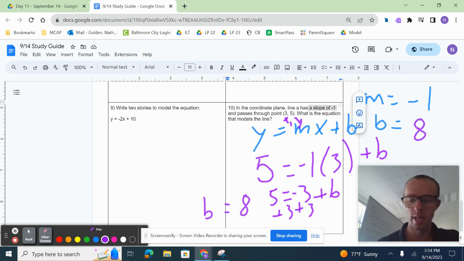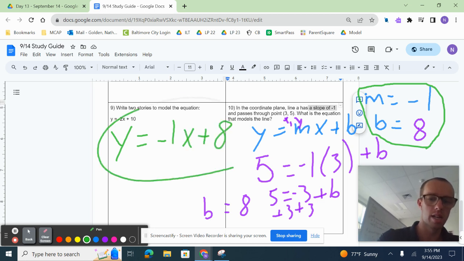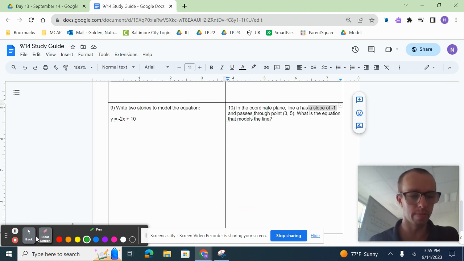If b is 8, m is -1. And I just take these and I plug them into my equation. Y equals -1x plus 8. That's the final answer.